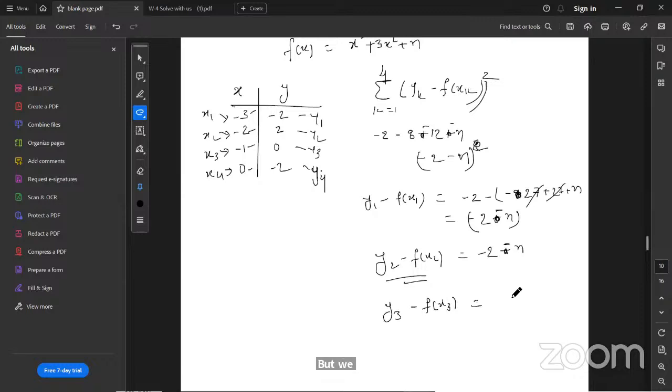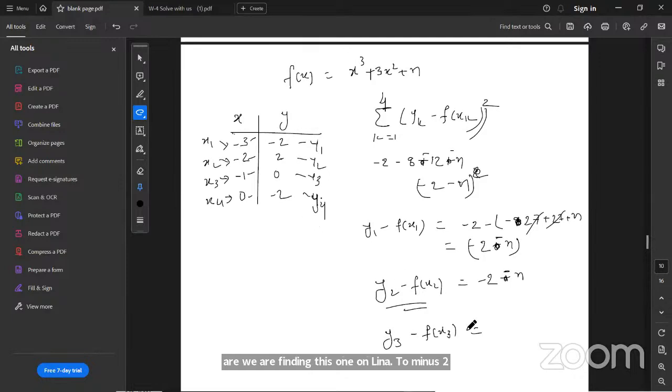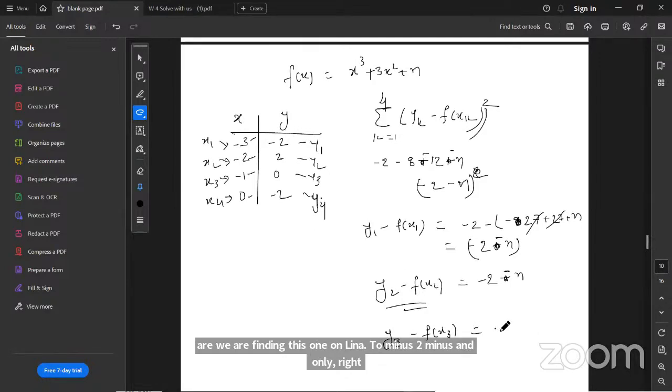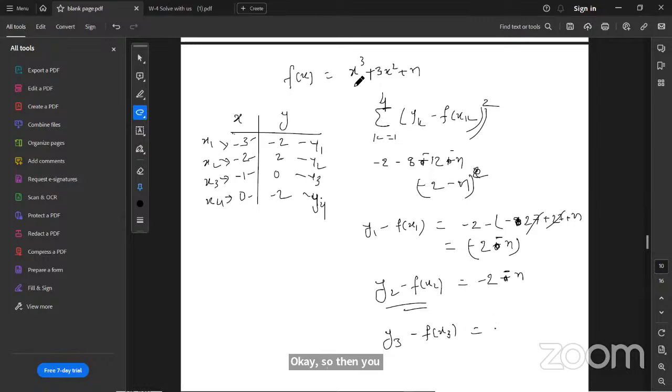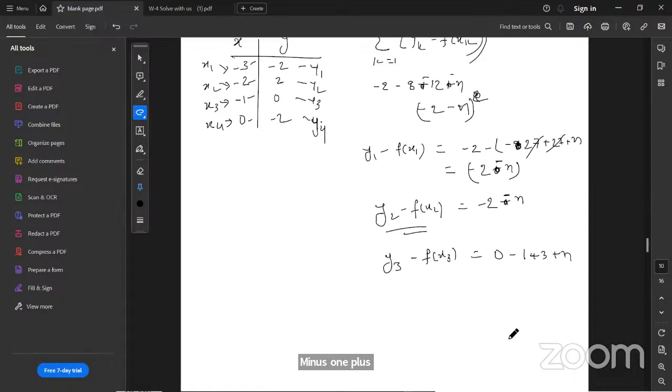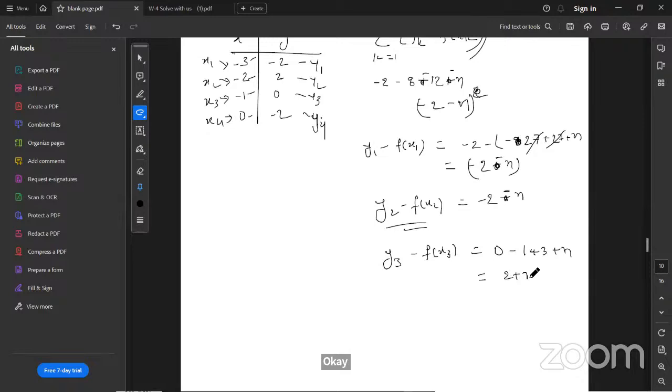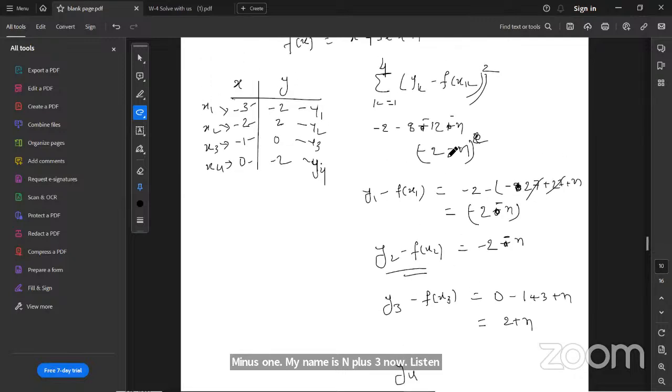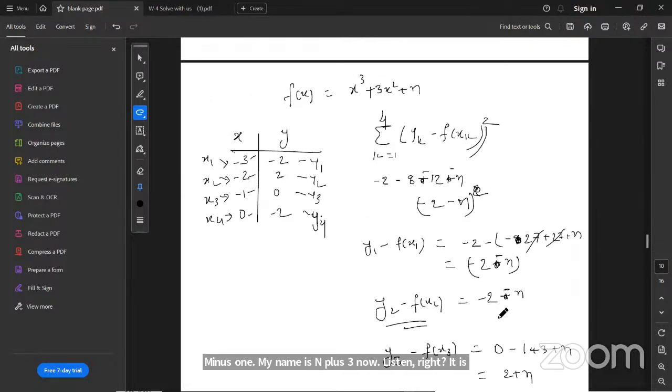Can someone tell me? Put -1 here. Yes, so put -1 in the equation. -1, -1 plus 3 plus n. It is 2 plus n only, right? Plus n. Yes. Now fine.